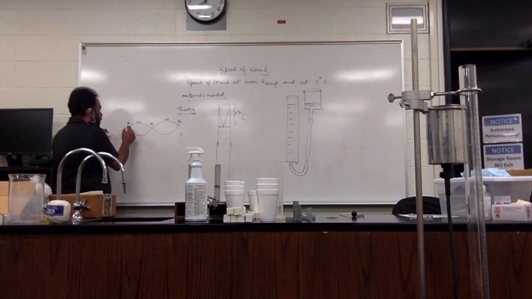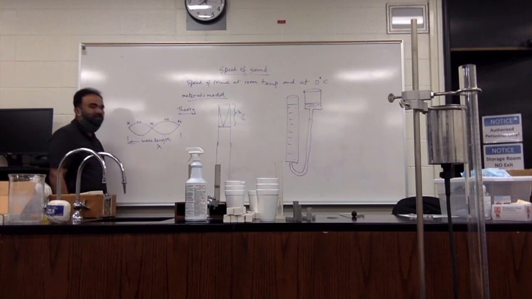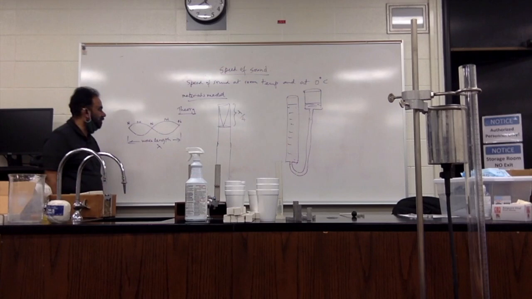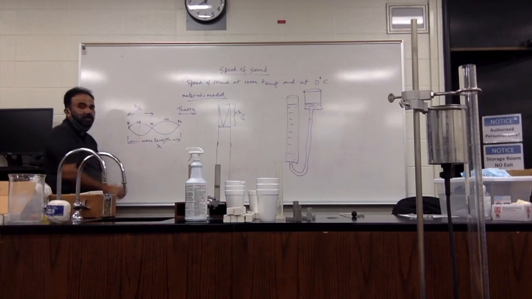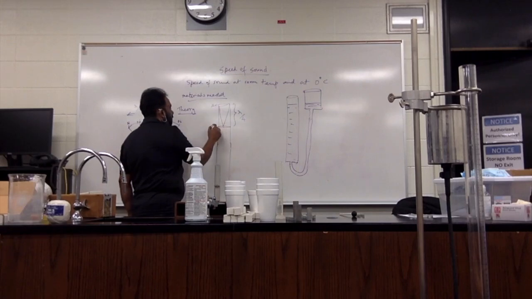The distance from here to here is the wavelength. That distance is called the wavelength lambda. Lambda is a Greek letter. So this is lambda from here to here. And from node to node, the distance is 1/2 lambda. And from a node to an antinode, it's going to be 1/4 of lambda. This is an antinode, and this is a node.